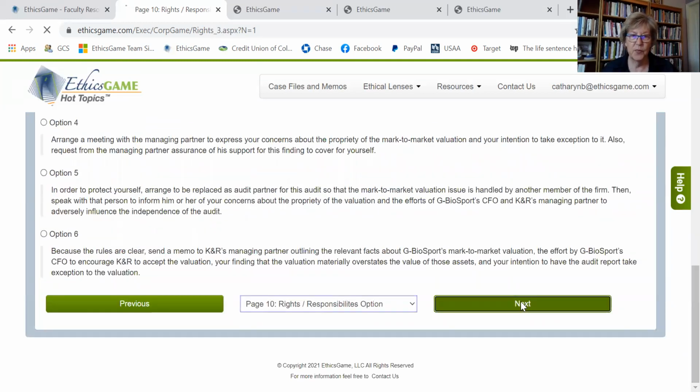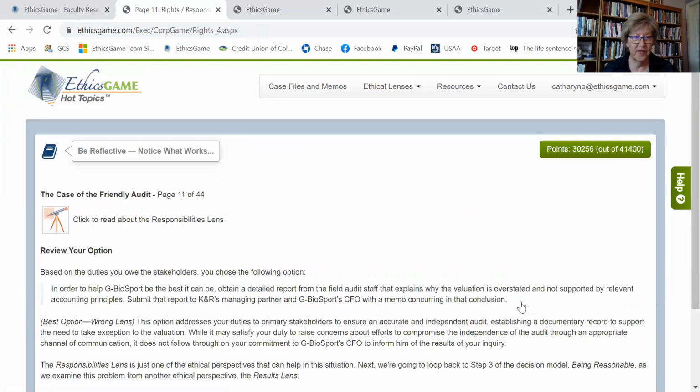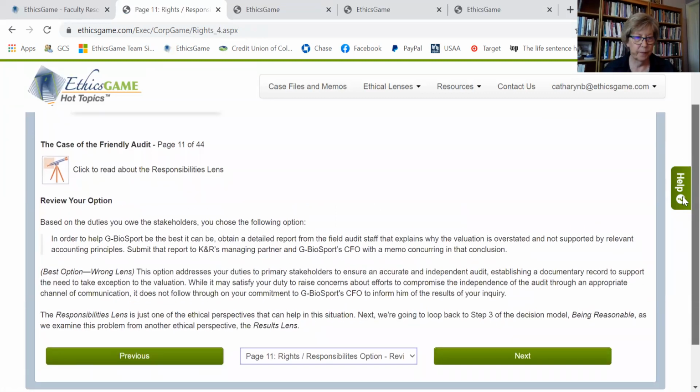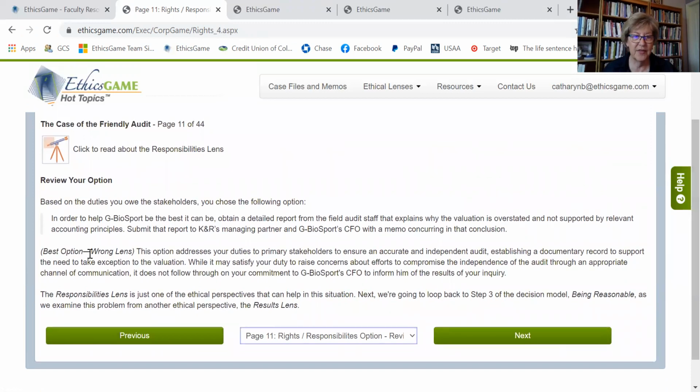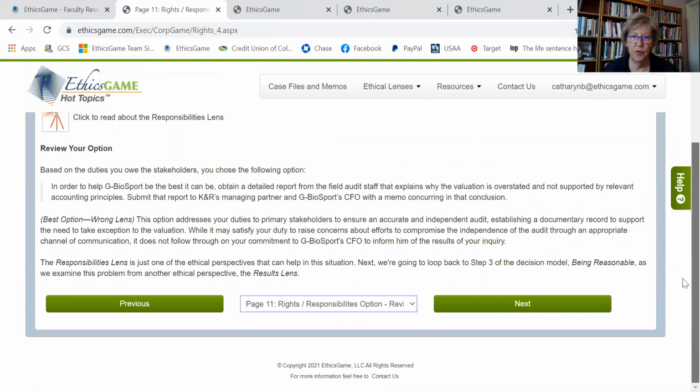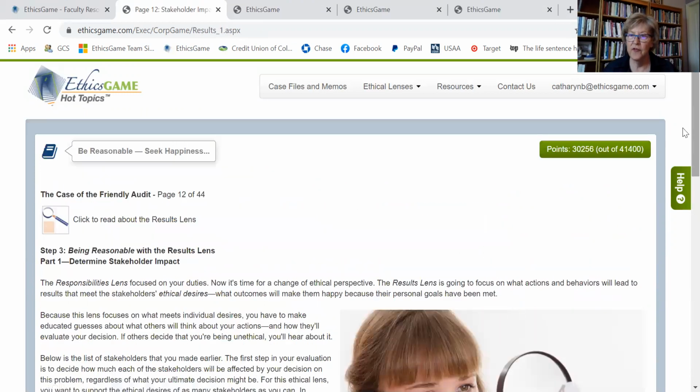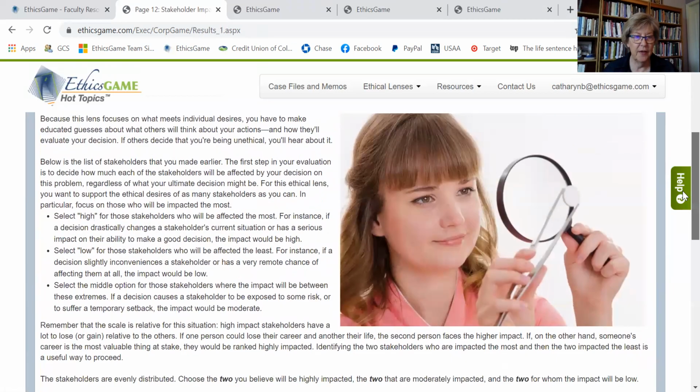You then get to the next page. It tells you if you hit the options correctly. In this one, I have the best option, the wrong lens. I happen to choose the results lens instead of the responsibilities lens. And then I move forward to the next space. All right, we now go into the results lens and we work our way through the differences with stakeholders again.